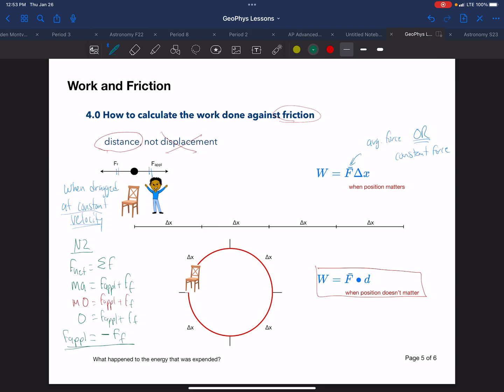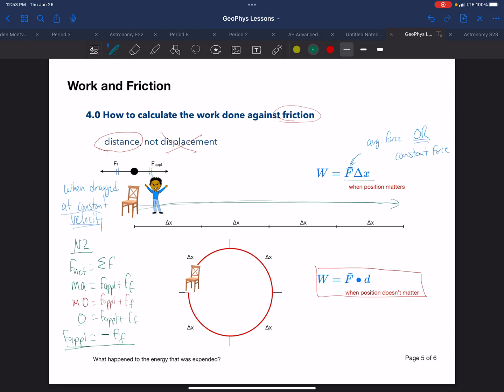So the applied force and the force of friction are equal and opposite to each other when the acceleration is 0, constant velocity. So we use this formula, work equals force times distance. We could use force times displacement if the student dragged it this far. It won't make a difference. We could use F delta X or FD because the distance is what we're concerned about.